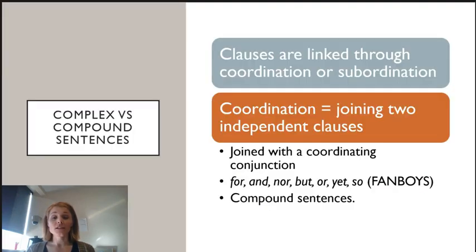All right, so clauses are linked through either coordination or subordination. Coordination is used for joining two independent clauses. An independent clause is a clause which expresses a complete thought and could stand on its own as a sentence. Independent clauses are joined with coordinating conjunctions. In English, these are for, and, nor, but, or, yet, so, which you can remember with the mnemonic device FANBOYS. And when two independent clauses are joined with a coordinating conjunction, this forms a compound sentence.